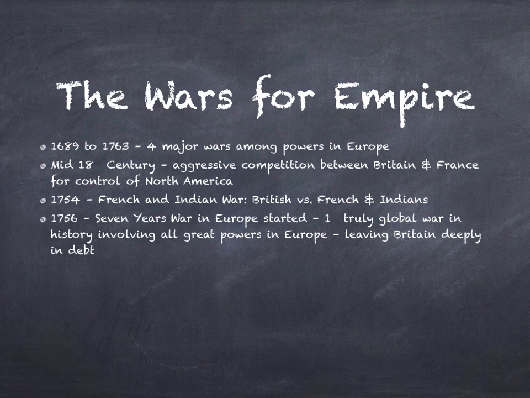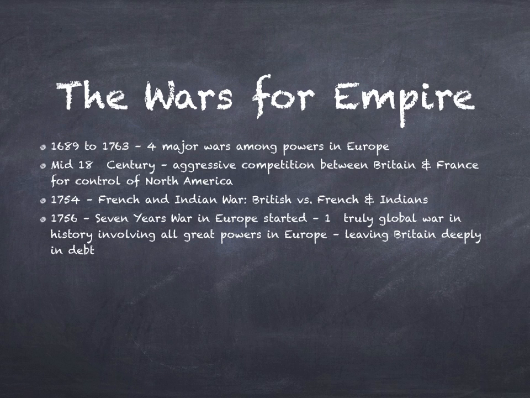By 1756, the war had spread to Europe, and last year you should have learned that over in Europe it's known as the 7 Years' War, and it is the first truly global war in history involving all the great powers in Europe. The war will actually take place in places as far away as Africa, India, and even in the Philippines.